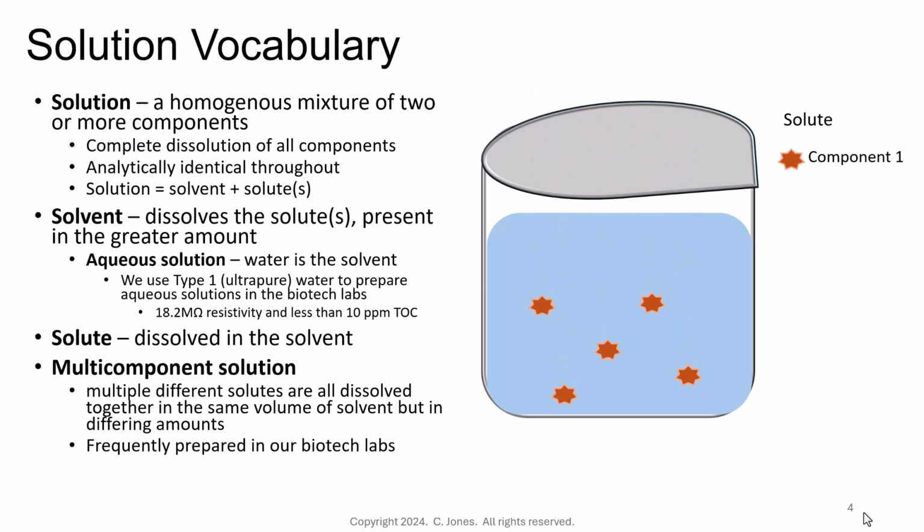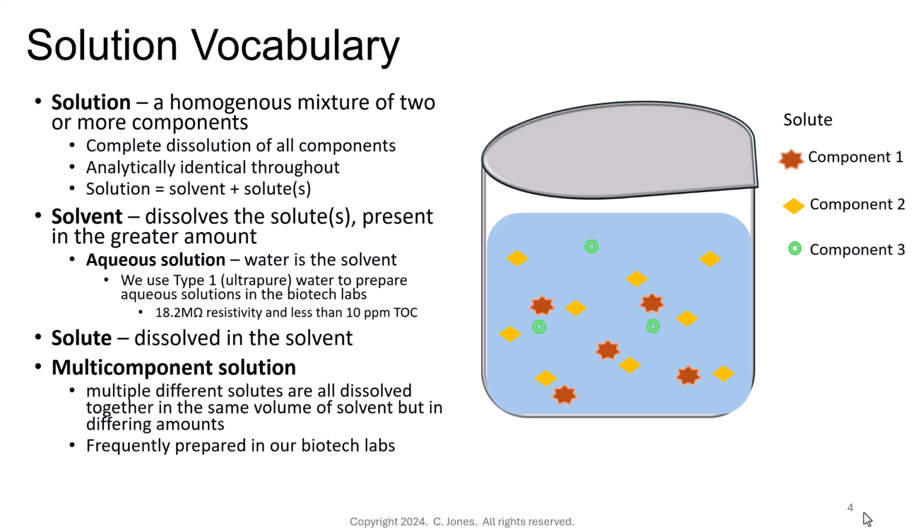In a multi-component solution, which is really common out in the real world, a multi-component solution contains 2 or more solutes. So multiple solutes are dissolved together in the same solution, but probably in differing amounts. And again, they're homogeneously dispersed throughout the solution. And so, we can put in lots of components. Sometimes we make a multi-component solution that contains as many as 5 or more different solutes, and they all must dissolve completely, and they must be analytically identical throughout the solution.